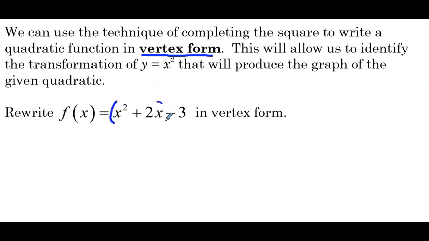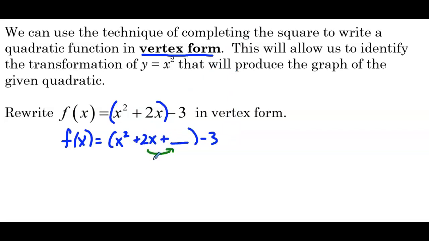So completing the square, we're going to put a set of parentheses around x squared plus 2x. So we have f of x equals x squared plus 2x plus something, minus 3. So to figure out what value creates a perfect square trinomial, we're going to take half of 2 and square it. So 1 squared is 1. The coefficient here is 1, so 1 times 1 is still 1. So then we'll subtract 1 to keep the expression the same.